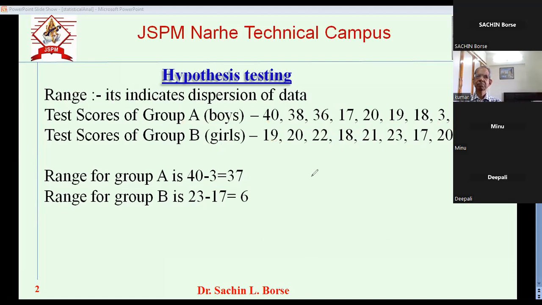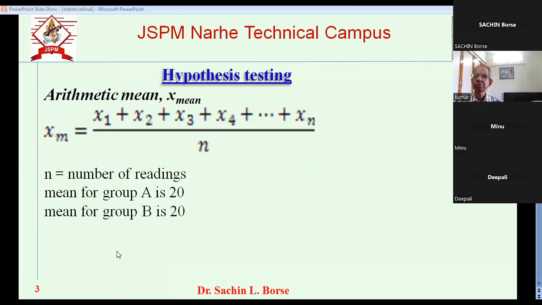Range is the difference between the maximum and minimum of the readings. And then we'll find the mean. So how do we calculate the mean? You add all the numbers and divide by the number of readings.